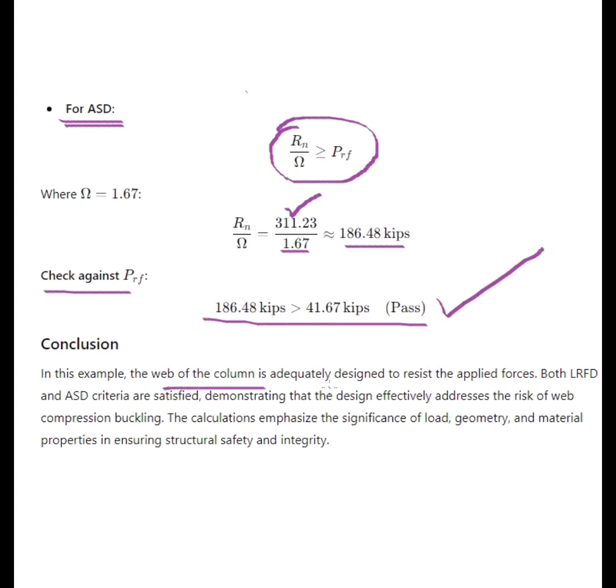So in this example, the web of the column is adequately designed to resist the applied forces. Both LRFD and ASD criteria are satisfied, demonstrating that the design effectively addresses the risk of web column compression buckling. The calculations emphasize the significance of load, geometry, and material properties in ensuring structural safety and reliability.